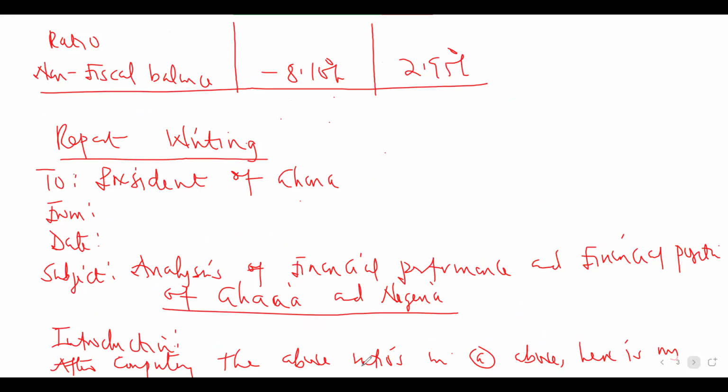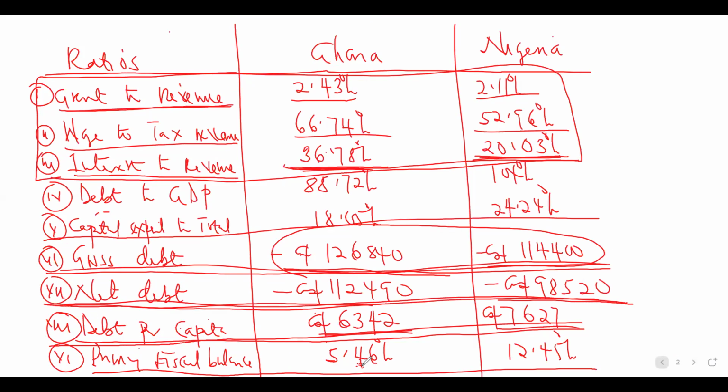Then you come to the limitation. The issues include the limitation. The limitation is the size of the two countries. Okay, Ghana is more populated than Nigeria.